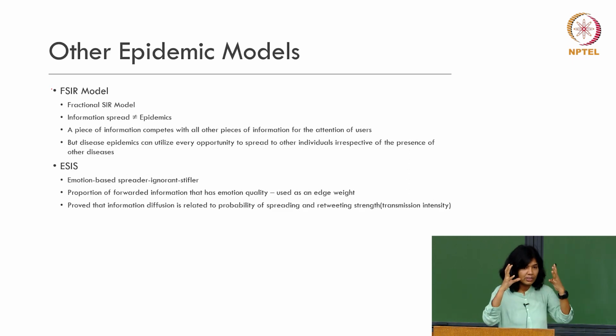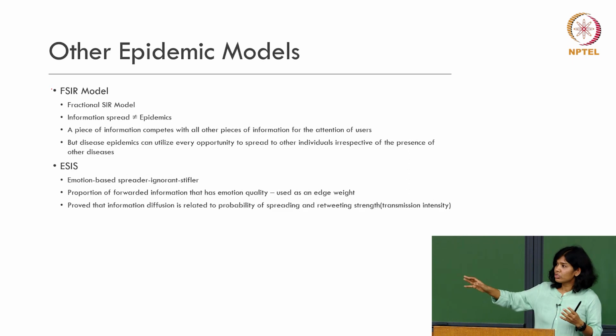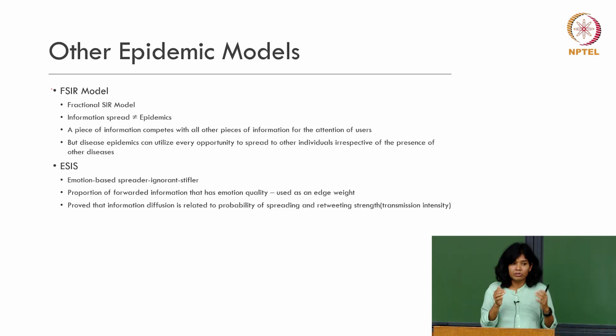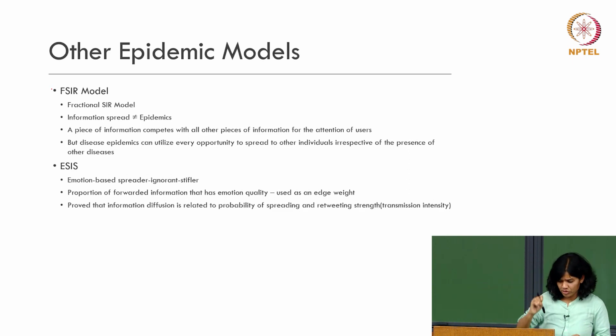So human attention is limited. We cannot go through all the tweets. So the FSIR says that only a fraction of information is important to us, and that's why they have this word fractional. So basically, while modeling a tweet, I will get infected if a certain fraction of my neighborhood is interested in it. So this fraction comes into the picture.